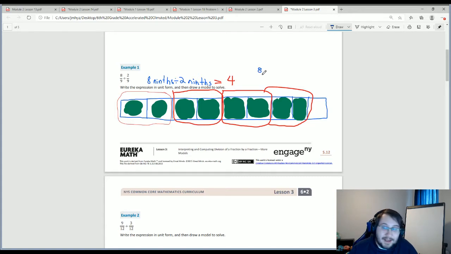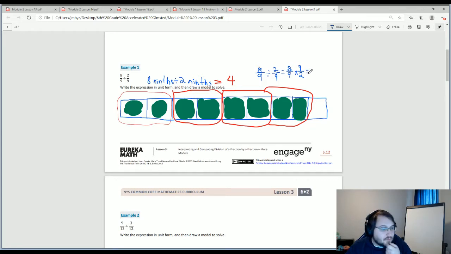But mostly, I have 8/9 divided by 2/9, but I don't want to deal with division of fractions, so what I'm going to do is change this to 8/9, change it to multiplication, and flip my second fraction. So 8/9 times 9 halves.